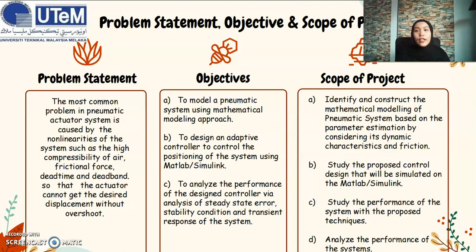The scope of the project is to identify and construct the mathematical modeling of the pneumatic system based on parameter estimation by considering its dynamic characteristics and friction. Study the proposed control design that will be simulated in MATLAB or Simulink. Study the performance of the system with the proposed technique. Analyze the performance of the system.